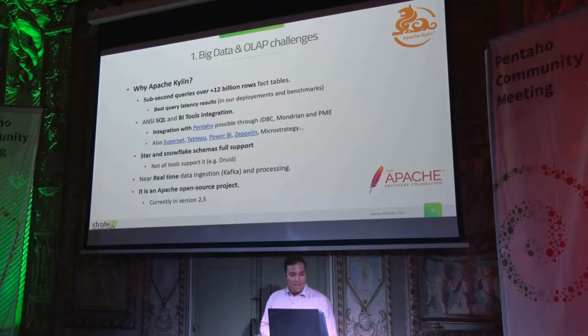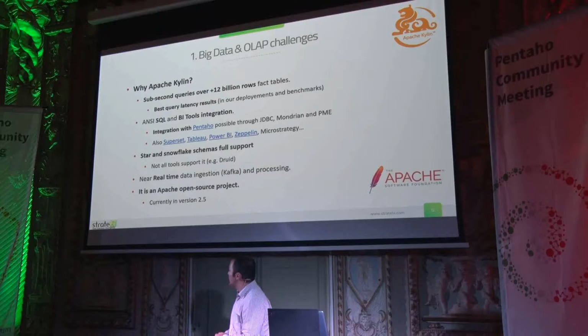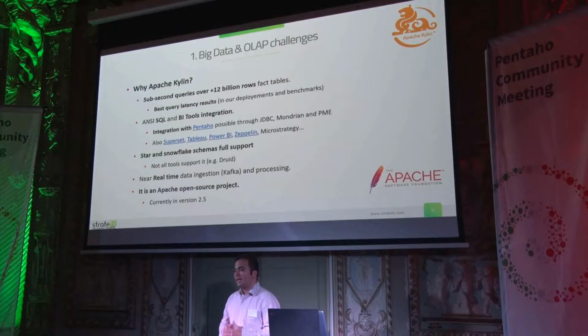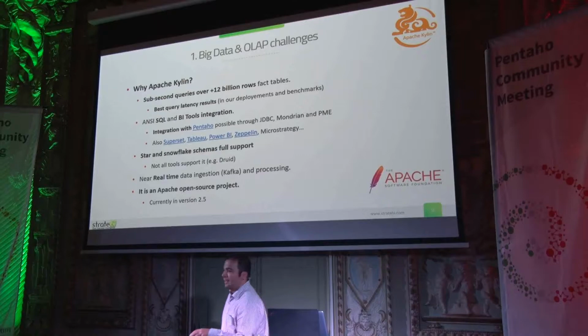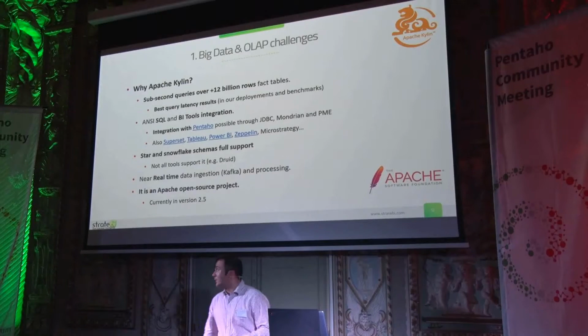And there's also an important thing: this tool fully supports complex schemas, star and snowflake schemas, because not all big data OLAP tools support it, such as Druid, more intended for real-time OLAP processing. But it also supports near real time, also called microbatch, in combination with Kafka. So we can use Kafka with Kylin, combined with Pentaho, to refresh and query OLAP cubes with data arriving every 2 or 3 minutes. And one very important thing: Apache Kylin is, I think, the only open source big data OLAP tool, or the most important one. It's an Apache project, the creator is Luke, and it is the first open source project with relevance from China.